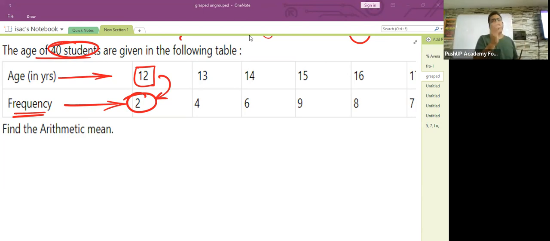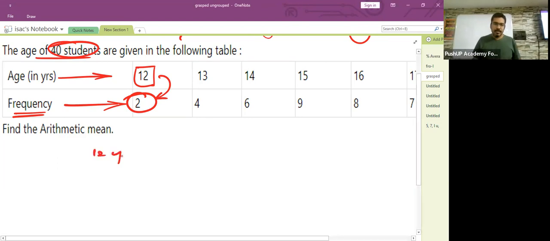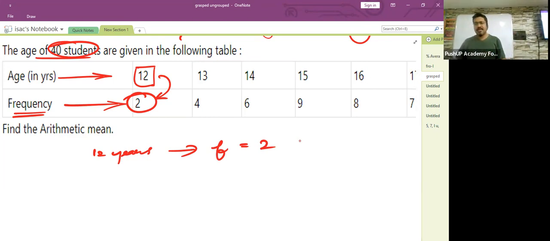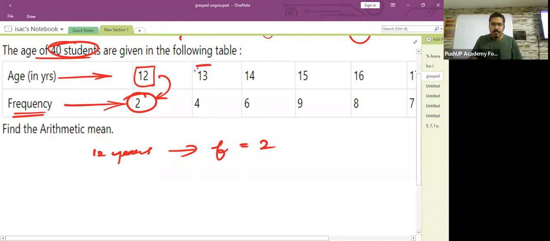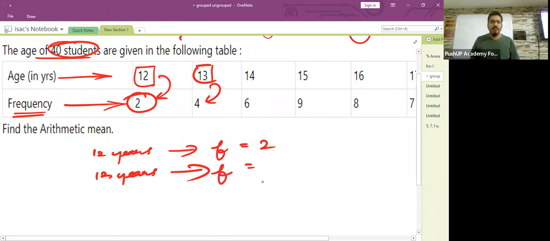Now, what is the statistical approach to this? When I say 12 years, frequency is equal to 2, it means there are two people whose age is 12 years. The corresponding frequency of 13 years is 4. That means the number of people whose age is 13 years is equal to 4.